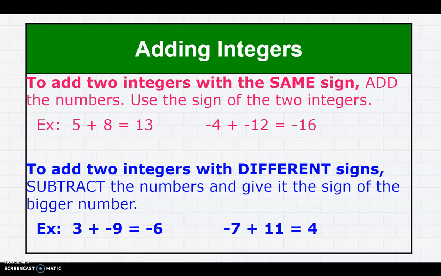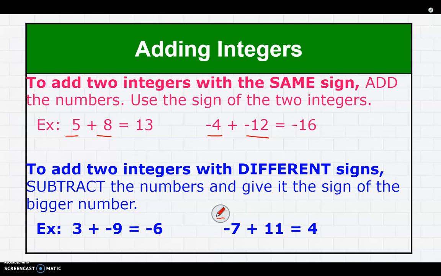Okay, so for instance, we have 5 plus 8 here as our first example. Now that's something you've been doing since probably first grade or kindergarten. So you know that 5 plus 8 is 13. Okay, 5 and 8 have the same sign. We just add them together and get our answer. But what happens if we are adding two negative integers, such as -4 and -12?